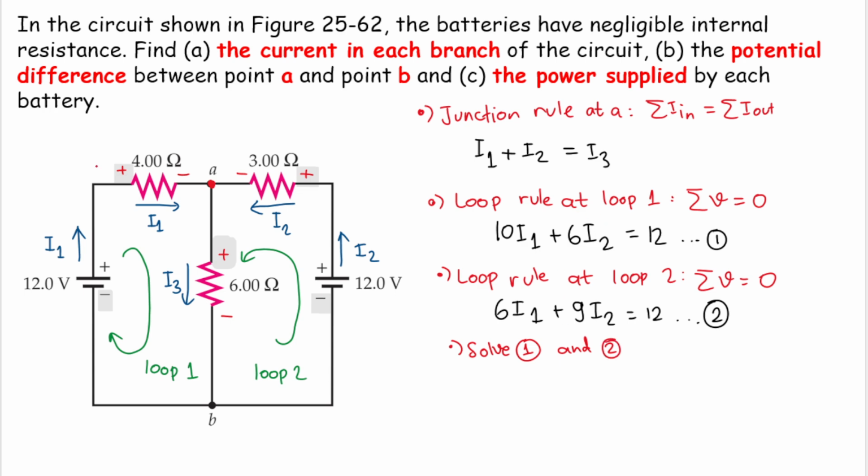I think we need to multiply the equation 1 by 6 here. So we'll have 6 times 1. And then equation 2 by 4. So we will have this one here. So we'll have 60i1 plus 36i2. And that will equal to 72.